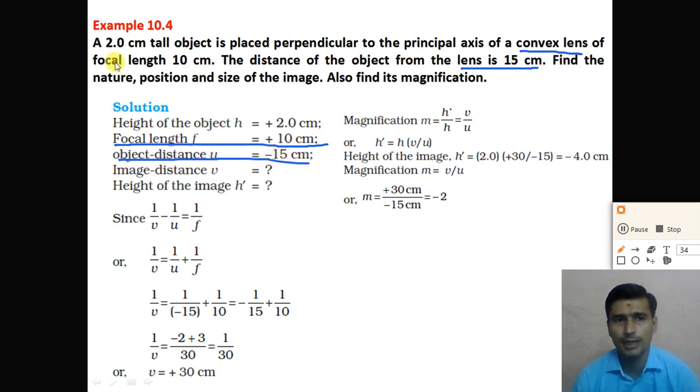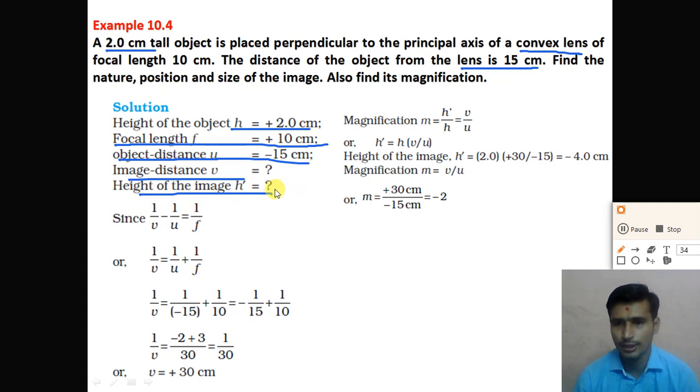An object of height 2 centimeter is tall. So the height of the object is h is equal to 2 centimeter above the principal axis. That means we take h is equal to plus 2 centimeter. Now find the nature, position and the size of the image, and also find its magnification. So we need to find the image distance v and the height of the image h dash.